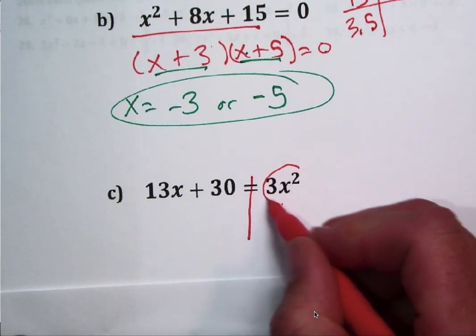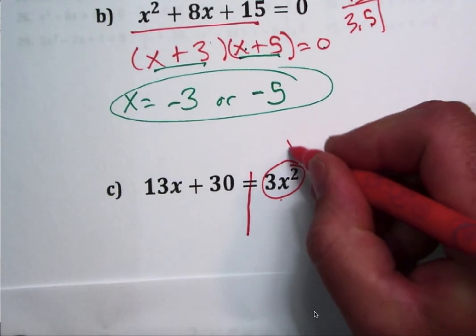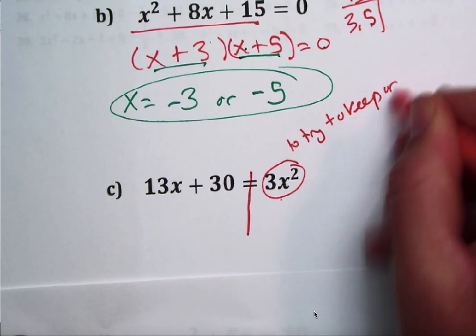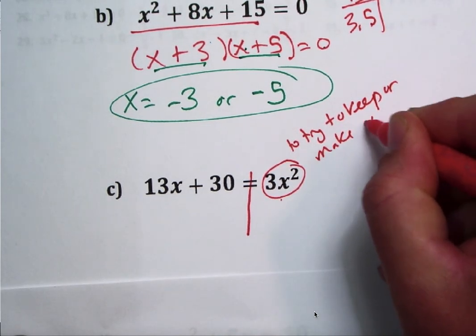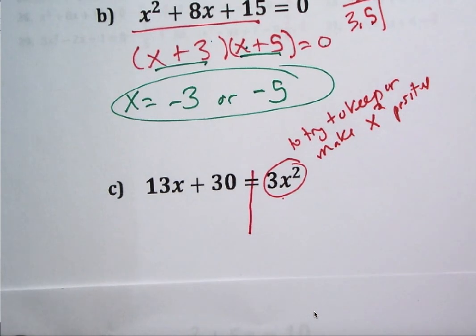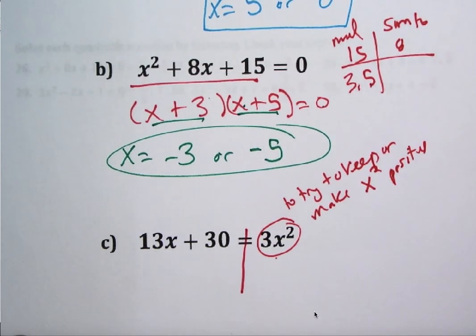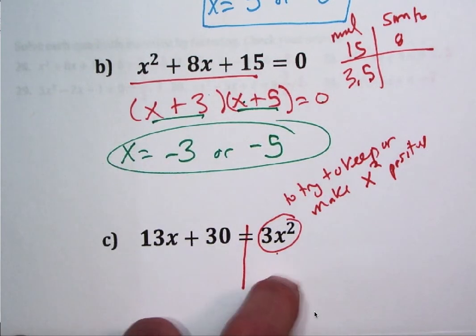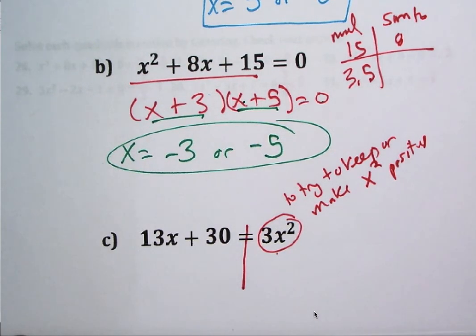But I'm going to encourage you to try to keep or make x squared positive. It's actually a lot easier if we have a positive x squared. You can still do it, it just takes a couple extra steps. You could kind of mess up, because if you have a positive x squared, you get x and x, or maybe 3x and x. So try to keep it positive.